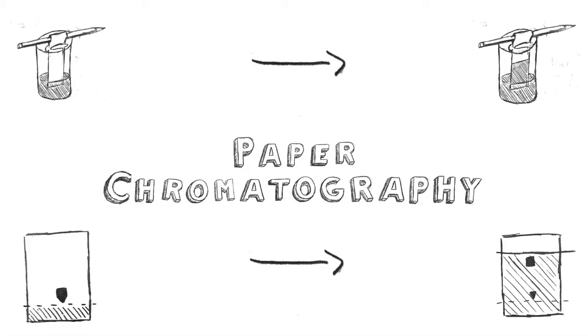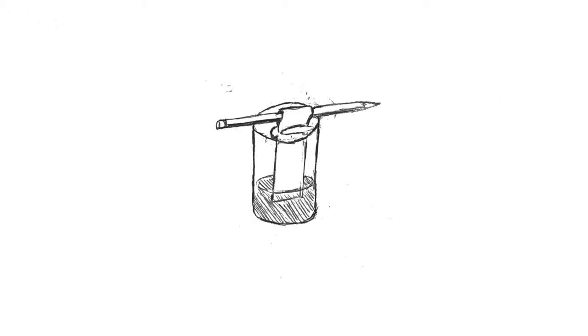Hello, today I will be teaching about the basic concepts of paper chromatography. Paper chromatography is essentially a technique used to figure out the polarities of a substance. It is important to note that paper is polar.